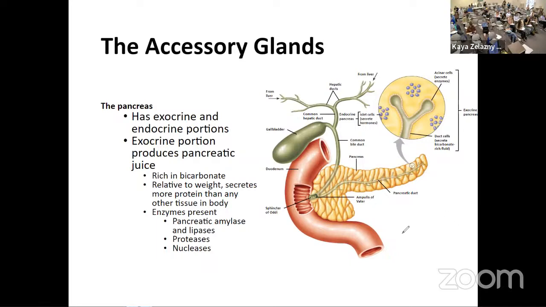So from our pancreas, we're going to have another amylase. So we're going to have pancreatic amylase helping with carbohydrate digestion. We're going to have various lipases, proteases, and nucleases helping us break apart our lipids, our proteins, and even nucleic acids. So those are all going to be mixed together in what we call pancreatic juice.